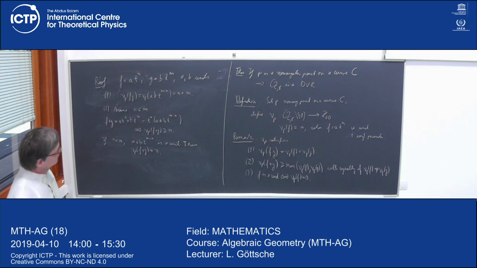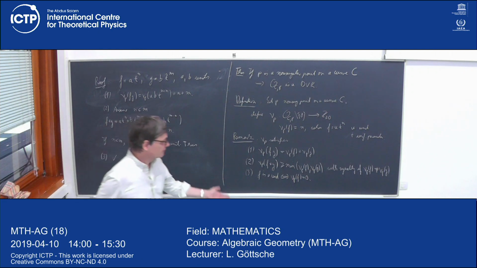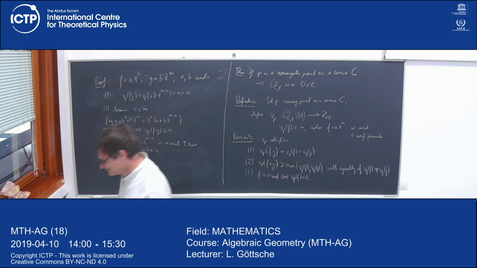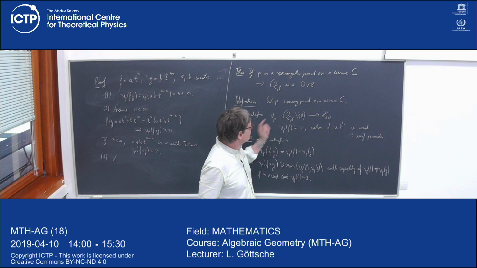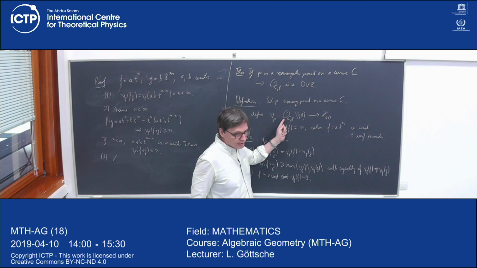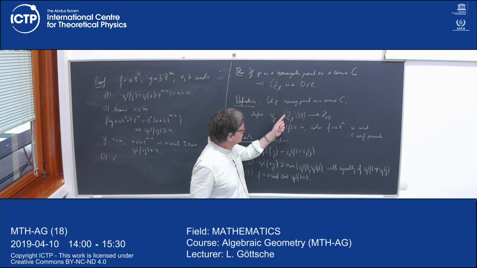If they're equal, it could be that there's some cancellation. And the third statement is obvious. If you have a unit, you write it as a unit. So we're actually not so much interested in this valuation, but we want to extend the valuation to the function field. So we want instead the valuation on K(C).